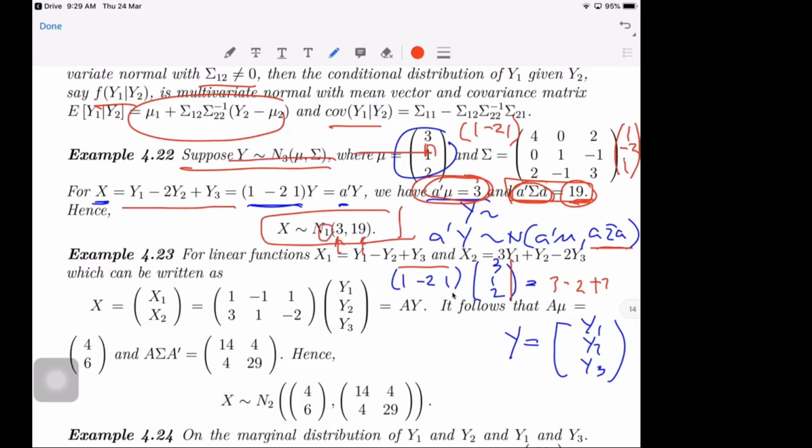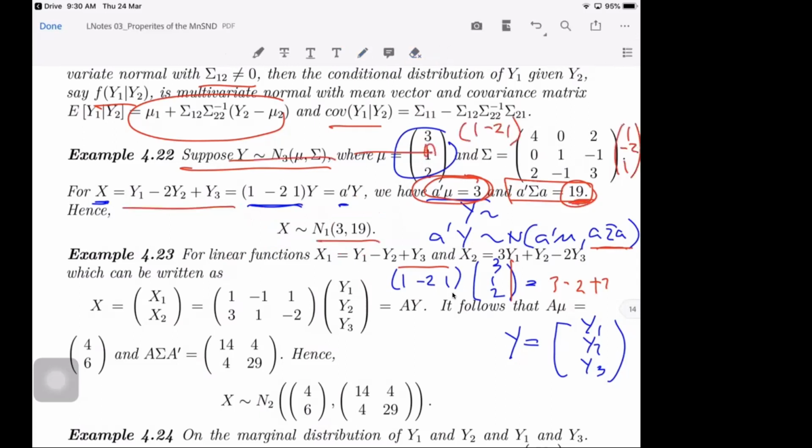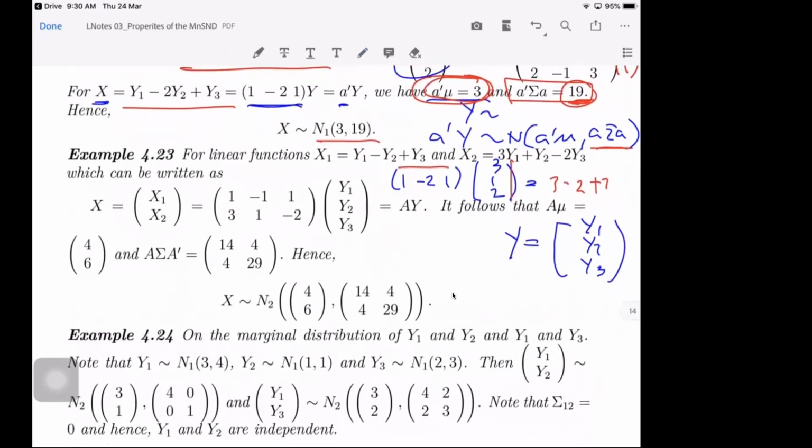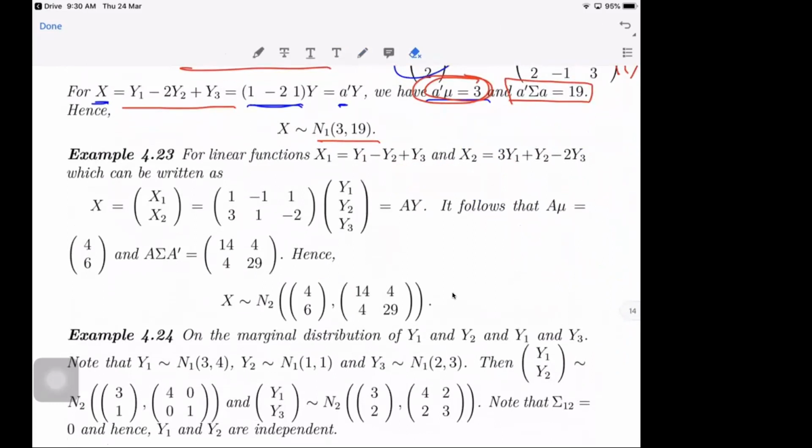Now, this is just of dimension 1, because after multiplication, this is 1 by 3 and this is 3 by 1. This becomes a 1 by 1 matrix, or just a scalar, no? So the parameters are 3 and 19 respectively. Okay, so let's have another example.